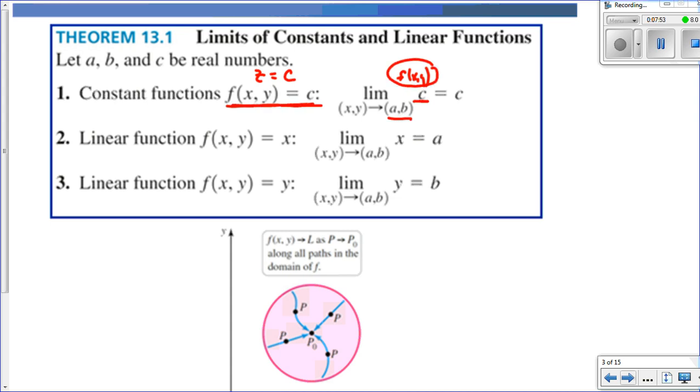Well, this is telling us that every function value is c. So if we want the limit of f of x, y, and f of x, y is a constant, then it should just be that value c. So the z values for all points in a little disk around the point (a, b) will be c, since every z value is that function value c.